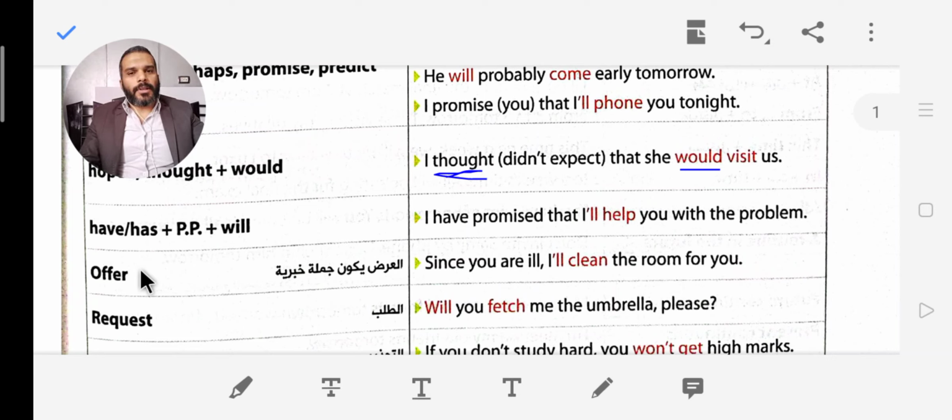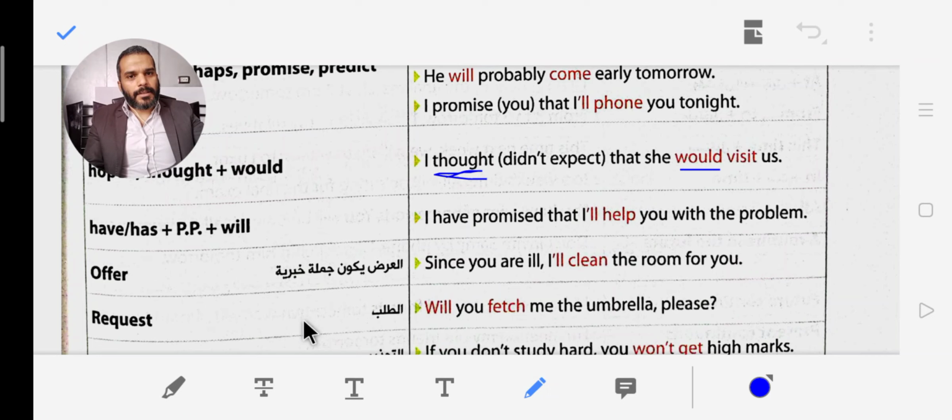We use will to express offers and requests. Offers, requests, threats, etc. Since you are ill, I will clean the room for you. This is an offer. If you want to offer your help, use will. But use will in a statement. Not a question. Because the offer is a statement, but the request is a question.